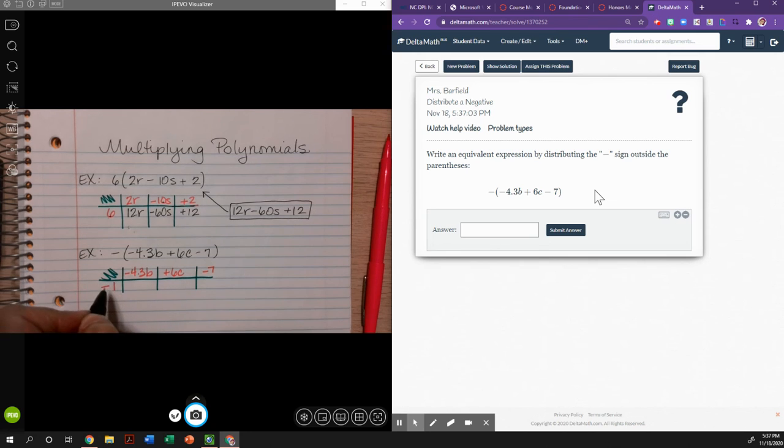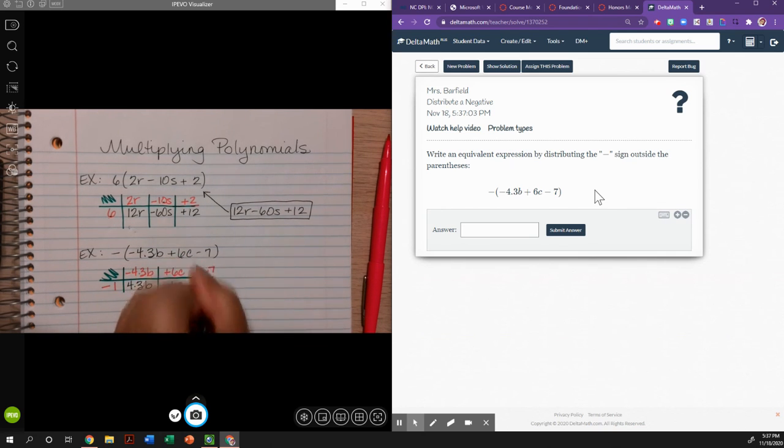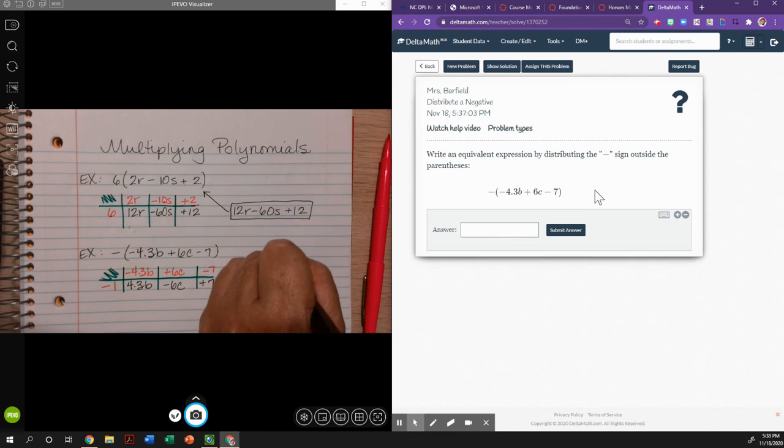All right, and when I multiply negative 1 times negative 4.3, that's a positive 4.3b. Negative 1 times 6, negative 6c. And negative 1 times negative 7, positive 7. So my final answer is 4.3b minus 6c plus 7. All right, and then that's what I would type into Delta Math.